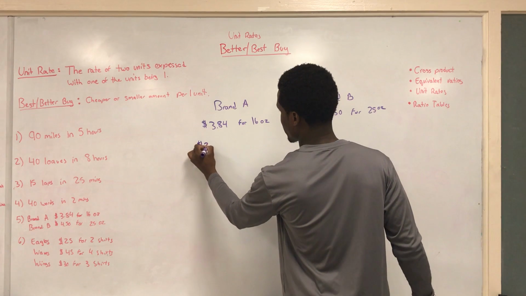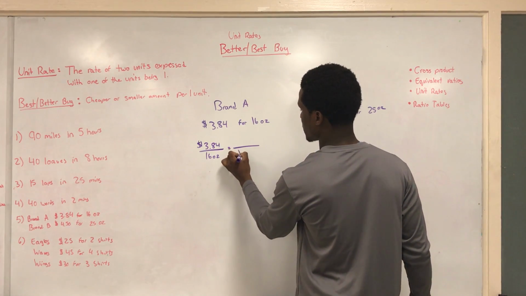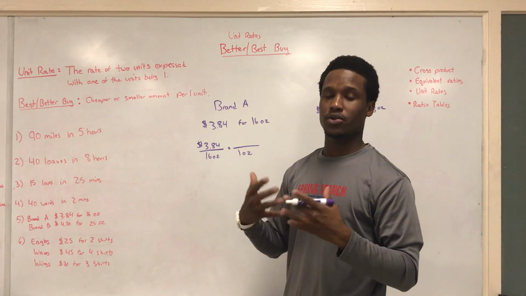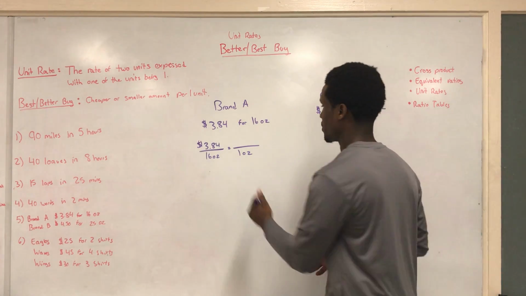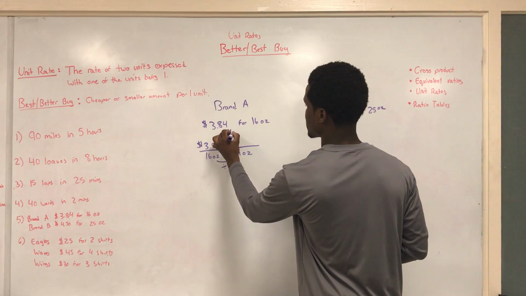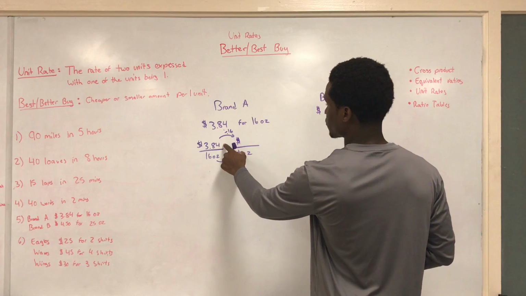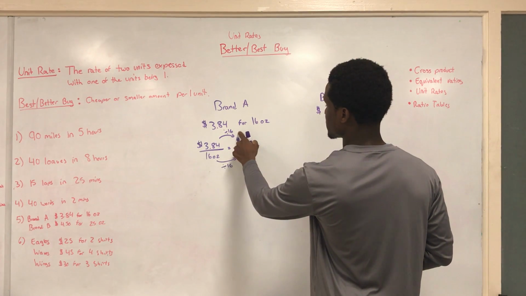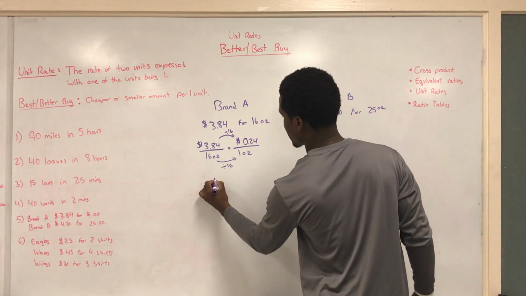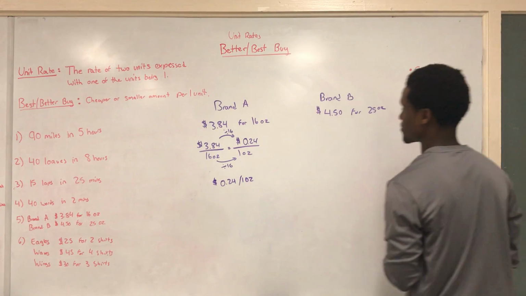So I have $3.84 for 16 ounces. I need to figure out what is the cost for 1 ounce. Once again, I could do equivalent expressions, or I could do a cross product. Please use whatever you're comfortable with. So I'm going to divide by 16 and divide by 16 in order to get my money over here. $3.84 divided by 16 is going to give me 24 cents. So for brand A, I'm paying 24 cents per 1 ounce.